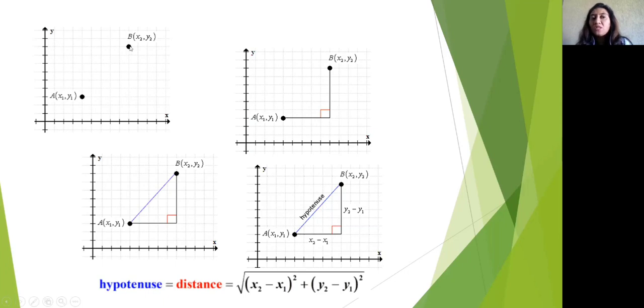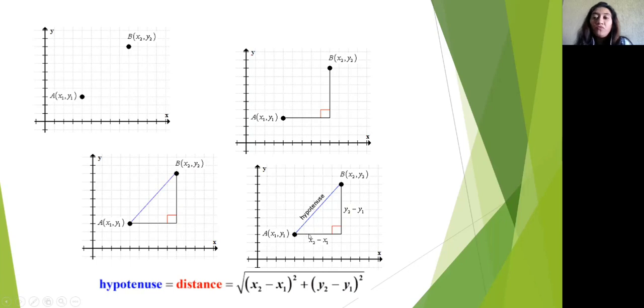Now we will join these points A and B with a vertical and a horizontal line. So here you can observe this joint. This is a right angle. And then we will join AB. Now what is this line segment? That is known as the hypotenuse. Why is it known as the hypotenuse? Because it is opposite to 90 degrees.